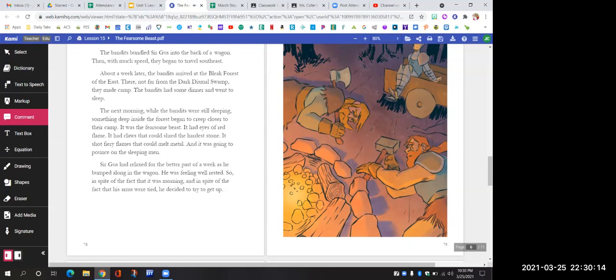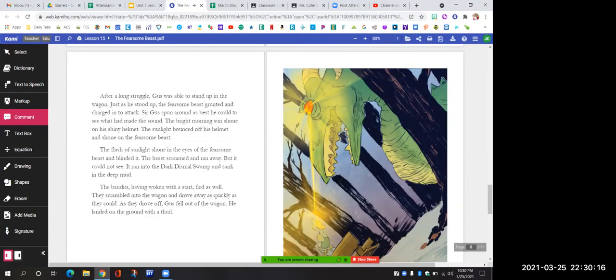After a long struggle, Gus was able to stand up in the wagon. Just as he stood up, the fearsome beast grunted and charged into attack. Sir Gus spun around as best he could to see what had made the sound. The bright morning sun shone off his shiny helmet. The sunlight bounced off his helmet and shone on the fearsome beast.